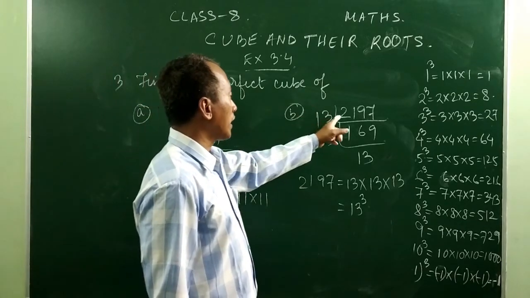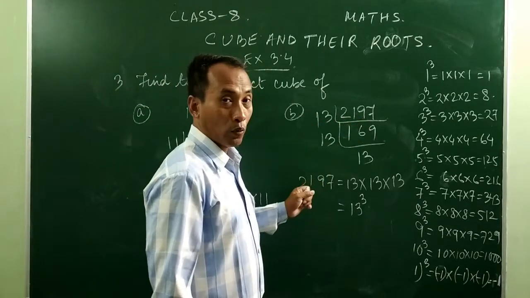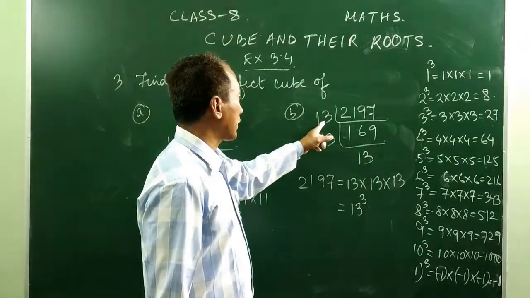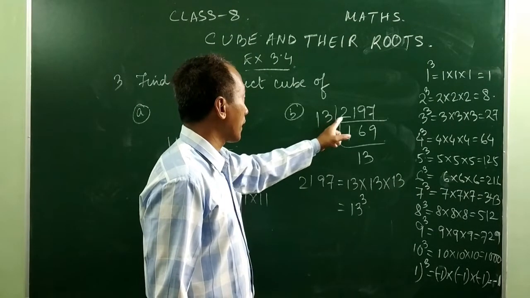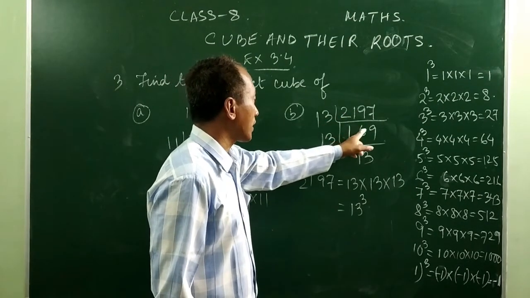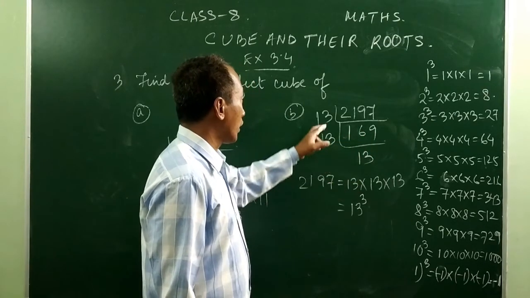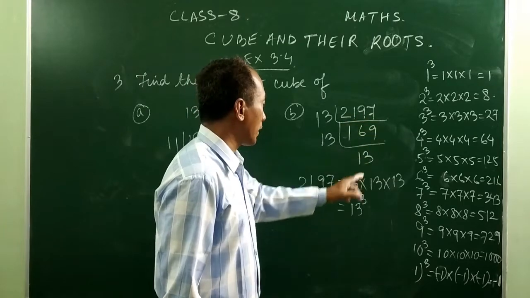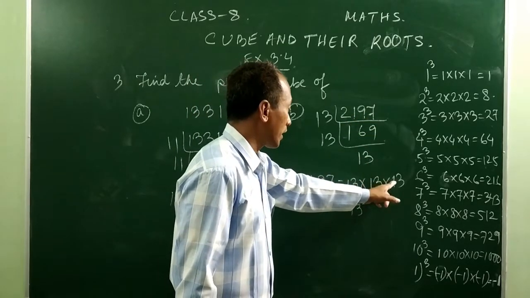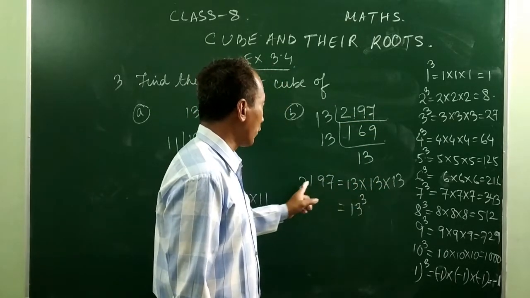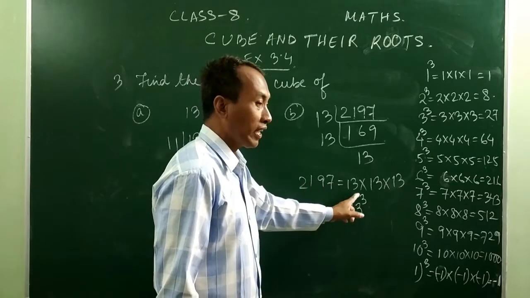Similarly, for 2197 we take the factor 13. 13 divides 2197, and we get 169. Again 13 divides 169, and we get 13. So the factors of 2197 are 13 into 13 into 13, that is 13 cube. Therefore, 2197 is a perfect cube.